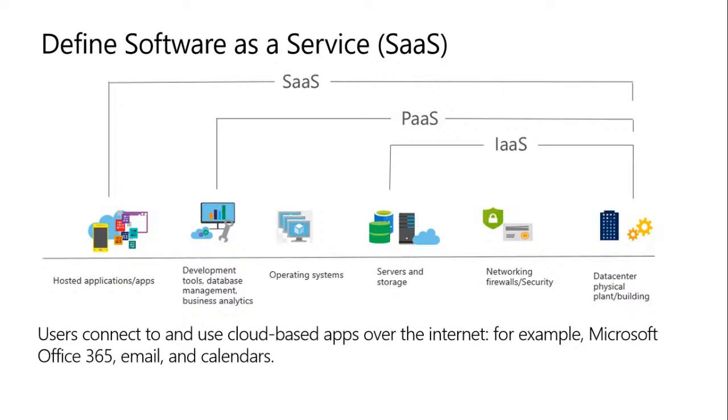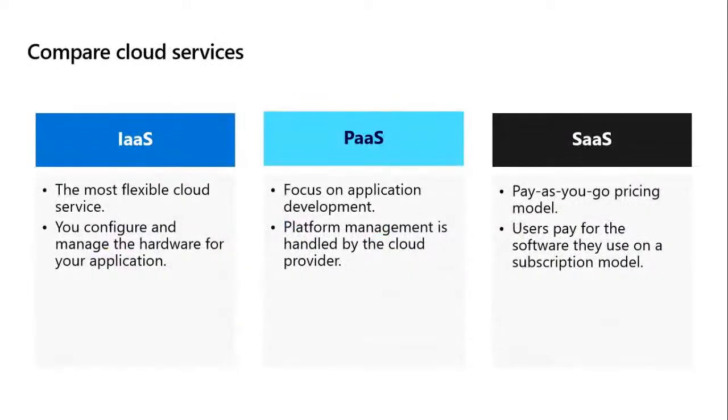And so these three are the major services. IaaS, PaaS, and SaaS are the three major services of cloud computing, and they are the cloud services. If you compare these three, what is IaaS? IaaS is the most flexible cloud service. You can configure and manage your hardware for your application, whereas in PaaS we can focus only on application development, and platform management is handled by the cloud provider.